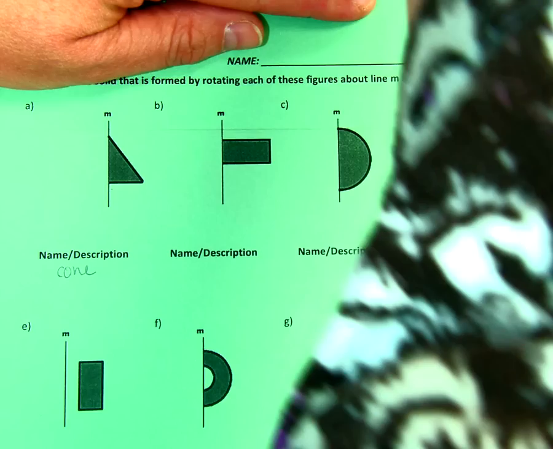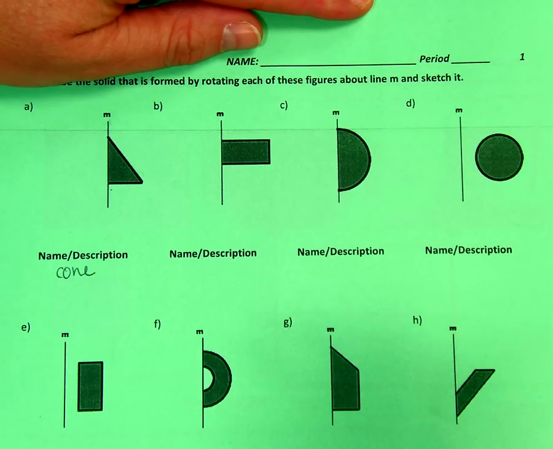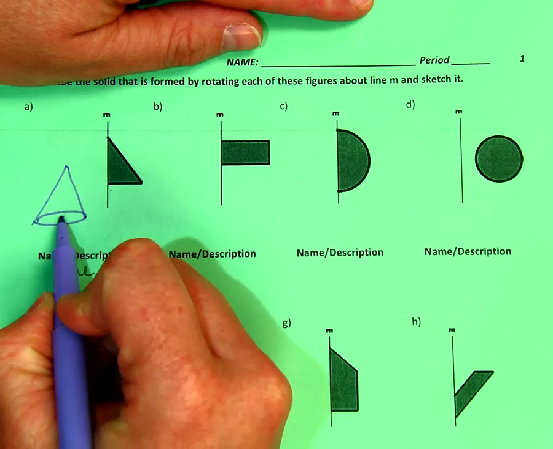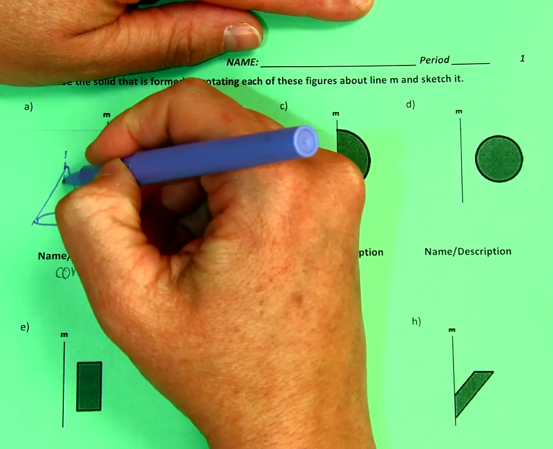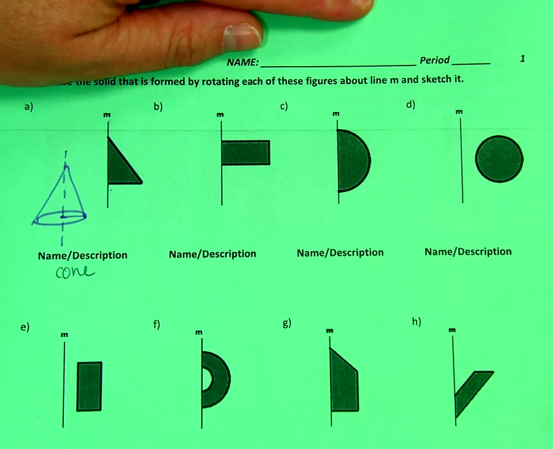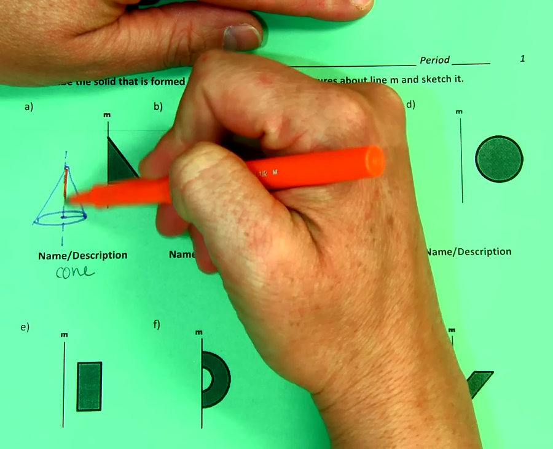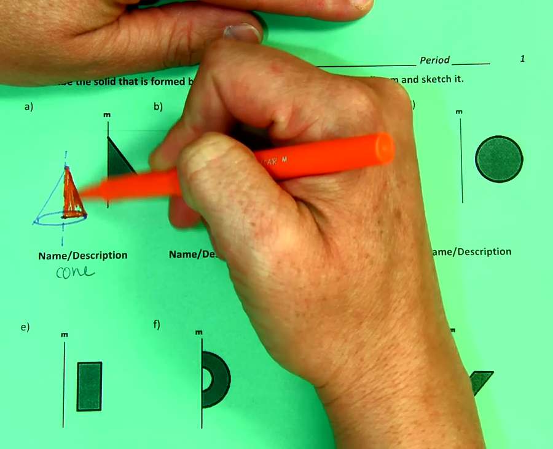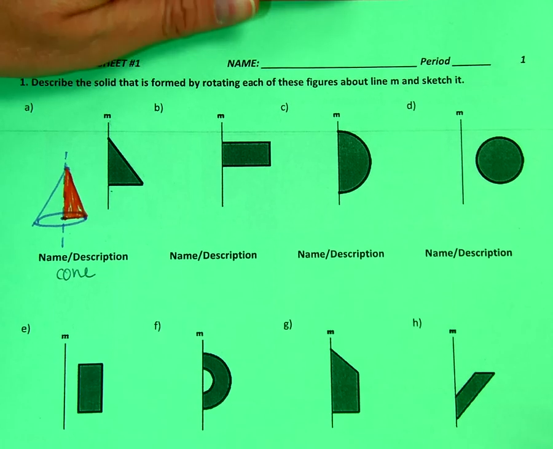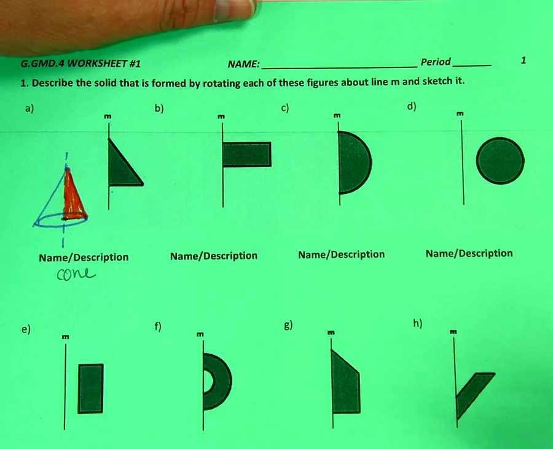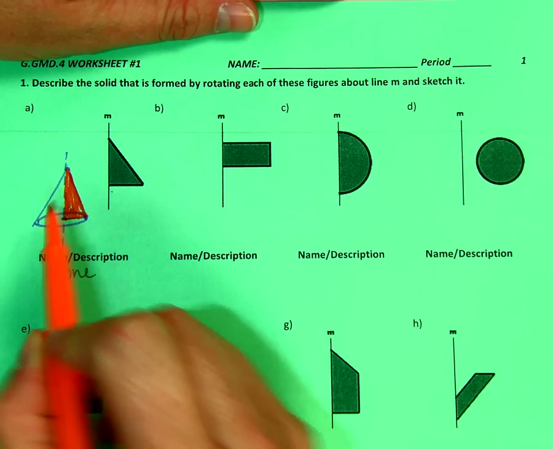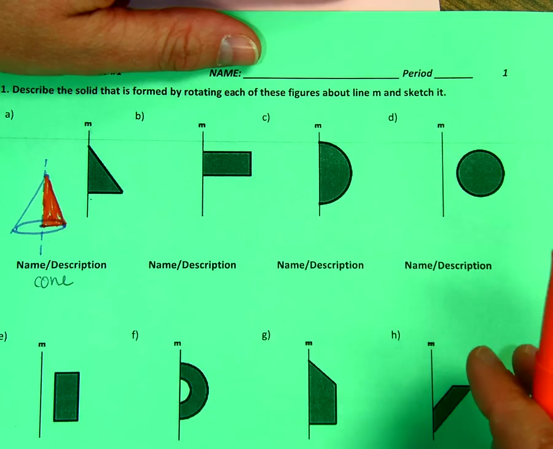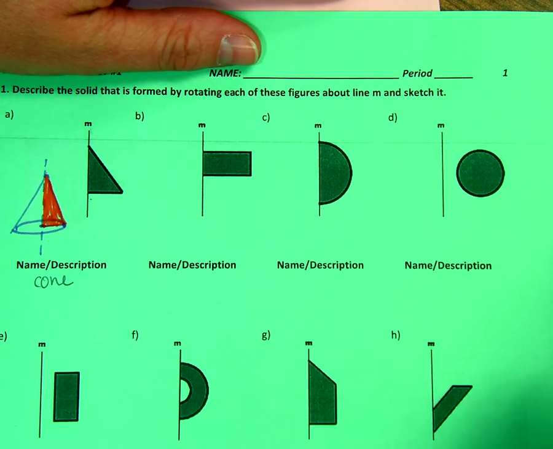Let me get a different pen. So let's visualize that. So if I have a cone, okay, so that is a 3D cone. I am actually taking this triangle and rotating it all the way around. So that would be considered part of a cross section, or the 2D figure that is being rotated. Let's look at letters B, C, and D. I want you to pause the video right now and then try those three on your own.